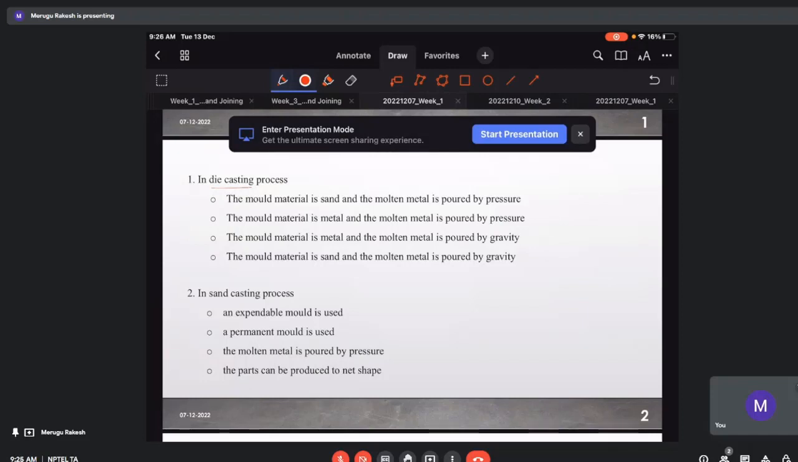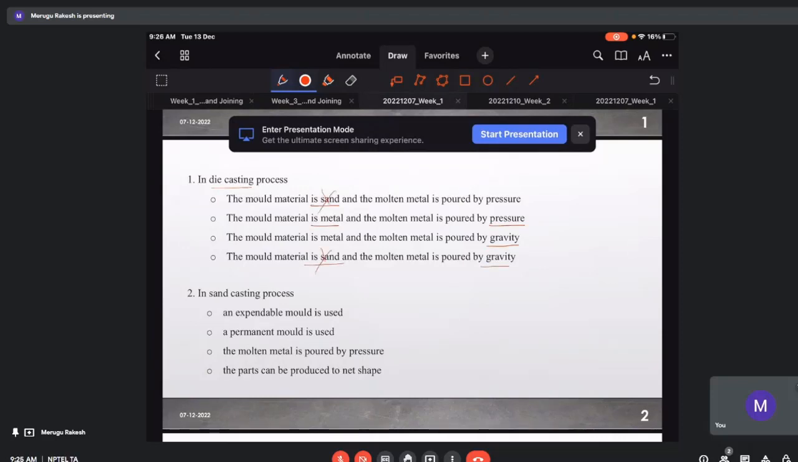Okay. The mold material is metal, and the molten metal is poured by pressure. The mold material is metal and the molten metal is poured by gravity. The mold material is sand and the molten metal is poured by gravity. So die casting is completely made of metal, so you can strictly get this out.